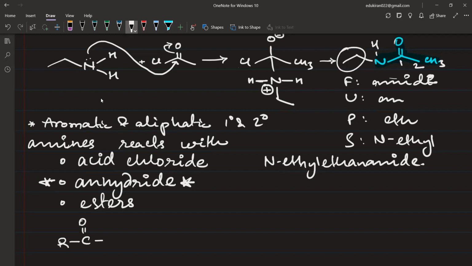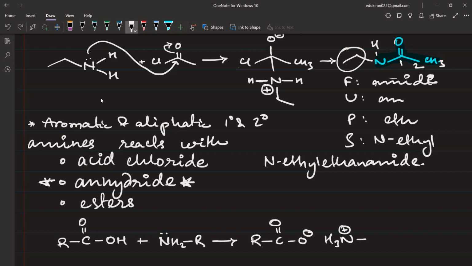If you have C double bond O and then OH plus NH2 that is attached with R, this lone pair electron will attack on the hydrogen atom and it will give you a salt R, C double bond O, O negative, and NH3 positive, which is attached to R group. Okay, so it gives a salt with carboxylic acid. Please write this down.